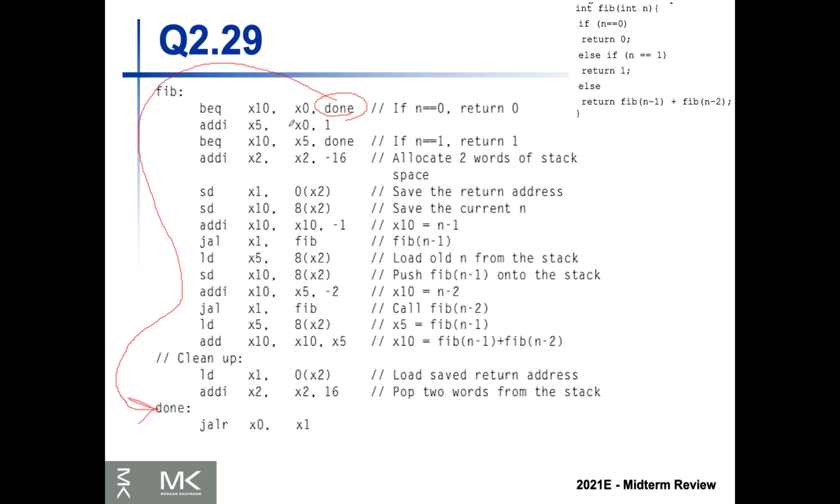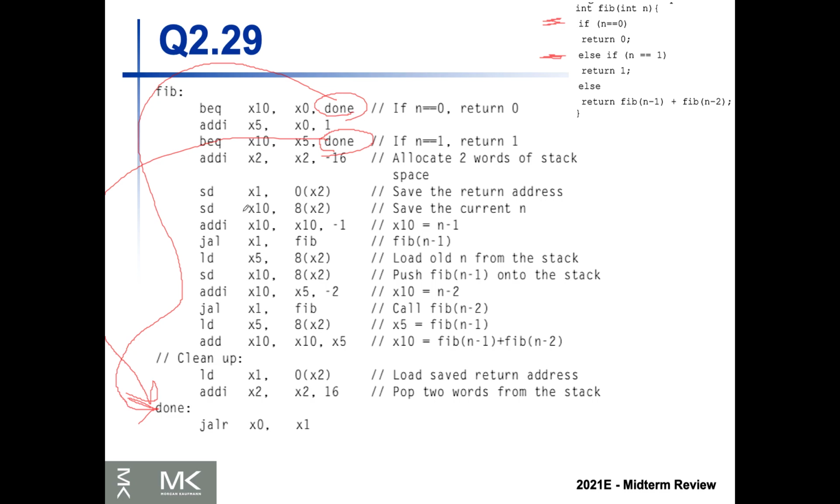Otherwise, we're going to addi x5, x10, and 1. Then we check for the second f. Again, if it was 1, we're done. So now, this minus 16 is because we are allocating 2 words, each of those were 8. So we bring down this SP by minus 16.